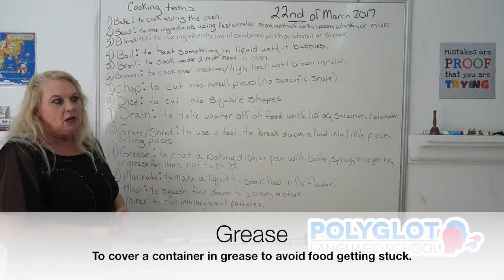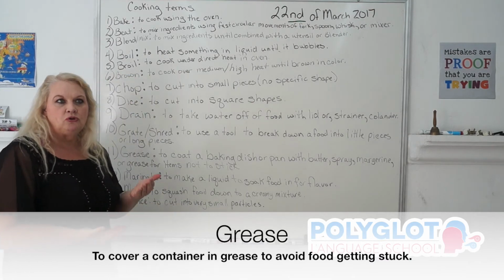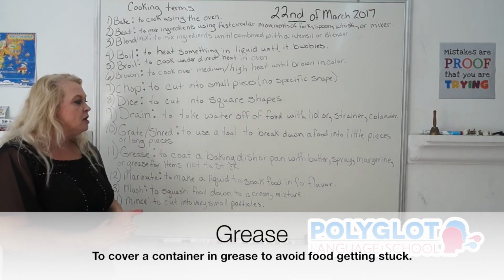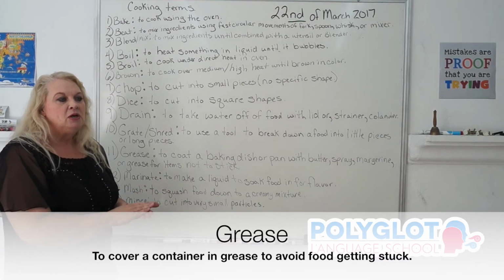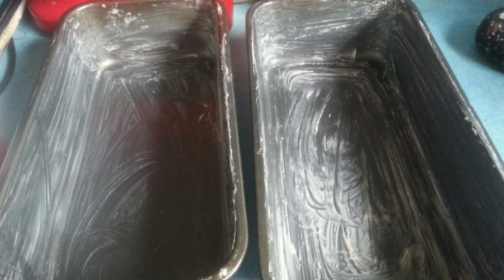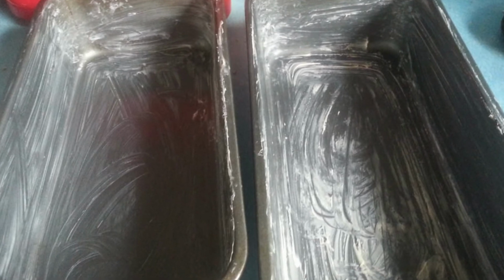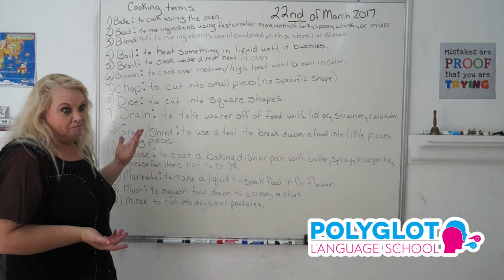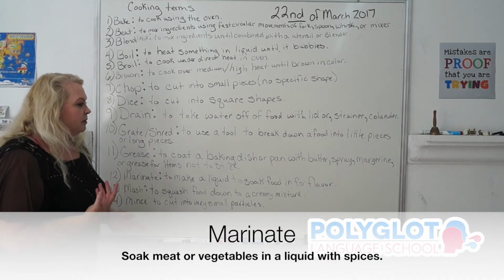To grease. Usually when you grease something, you're going to grease a container, a baking dish, a cookie sheet, a pizza pan. You grease it to put it into the oven, and so that whatever you put in there does not stick to it. You use butter, you can use spray, you can use oil, margarine, or grease. Therefore the name grease.